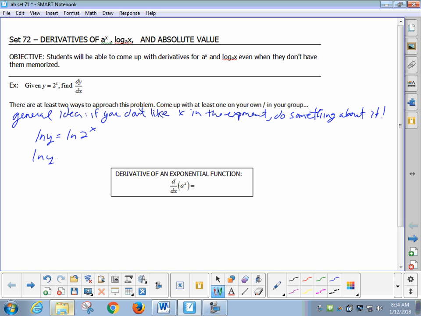Now, at that point, you're constantly saying, I need to take the derivative. Have I taken the derivative? Not yet, but can you take the derivative now? Yeah, you can. So what's the derivative of the left side? Remember, good chain rule kind of implicit differentiation. 1 over y dy dx, which is the whole goal. What's the right side?